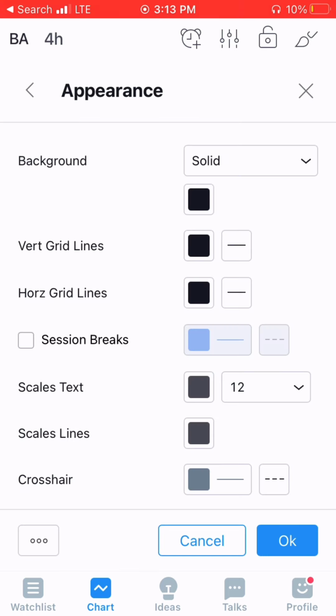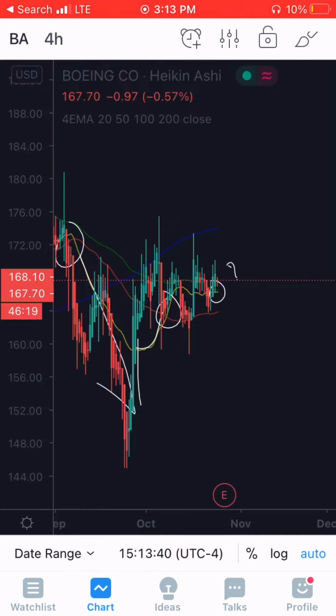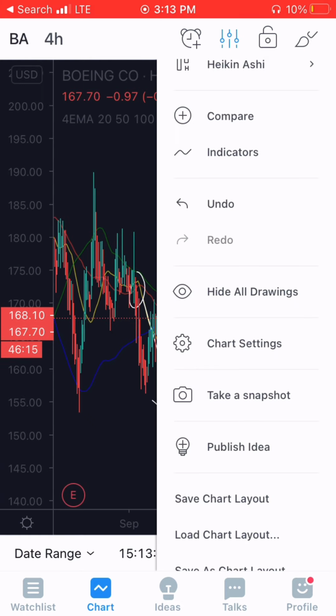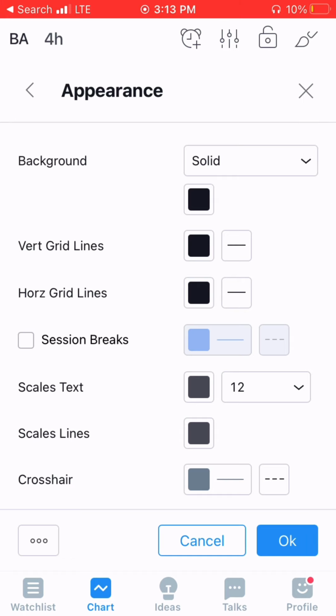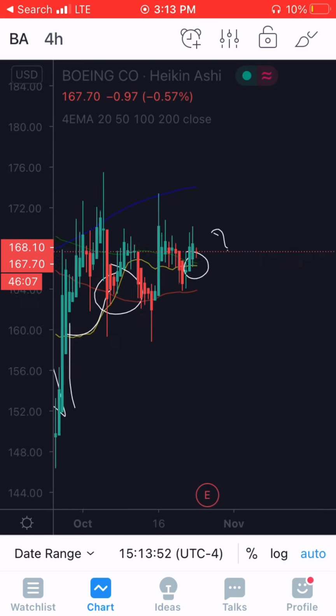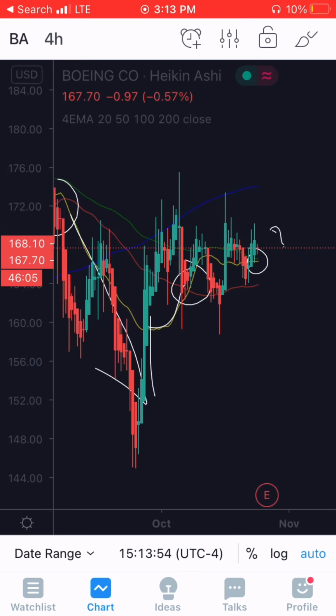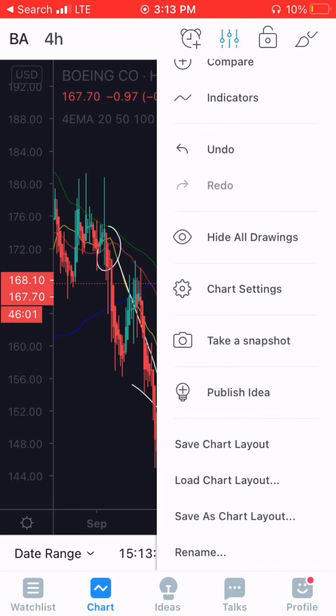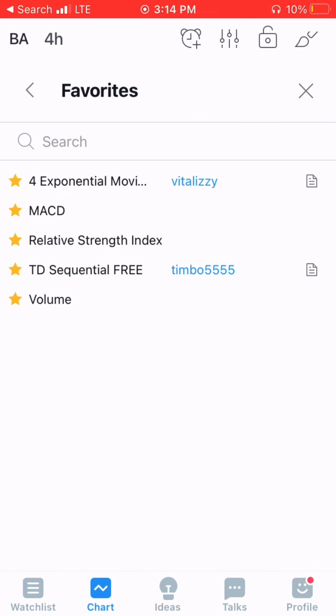So anyway, when you click on the background of the screen, a bar will pop up on the right, and you go to appearance. That is how you change your background color and everything, instead of having the white with all the grids. It took me a little bit to get used to this black, but I did end up liking it.